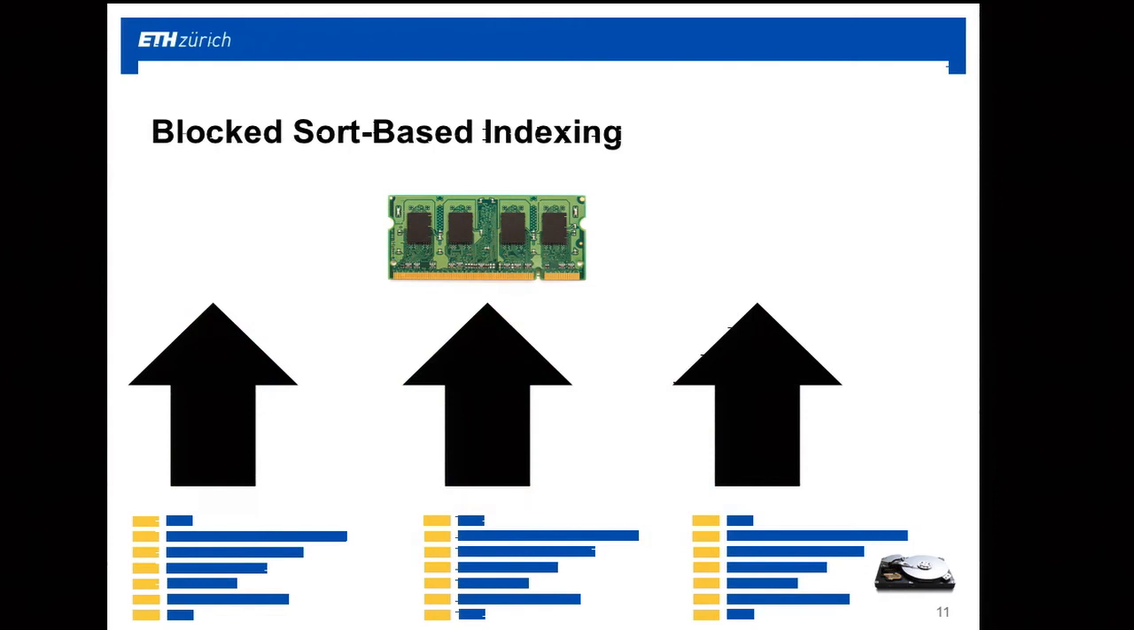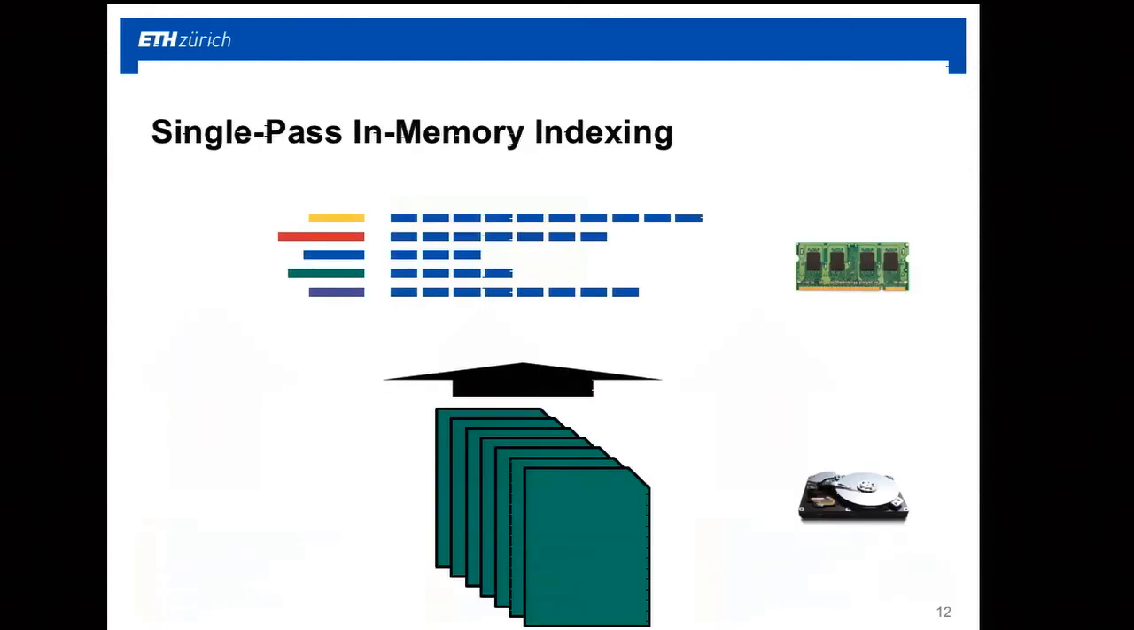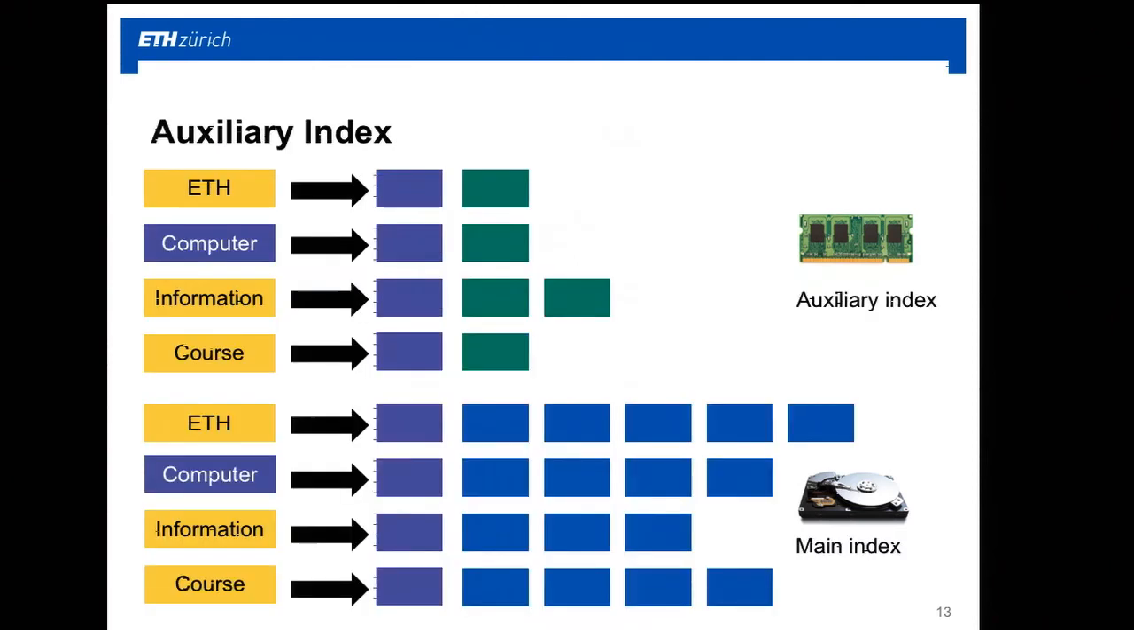It's even still fresh because we did it today. We saw BSBI, blocked sort-based indexing. Sort, so you immediately think of T log T. And then we saw single-pass in-memory indexing, so you think single pass, O of T, linear. We've seen the auxiliary index, which is in order to build it online. We've seen the simple version with just two indices, one in memory, one on disk.